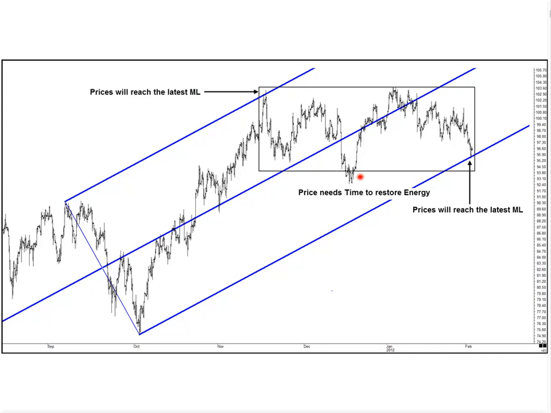It should work its way through this median line, and it does. This is price restoring its energy. Price will reach the latest median line, and it does. Price will reach the latest median line or its parallel, and it does. Price needed time to restore its energy. Okay, we've got that going for us. We've got that locked in.